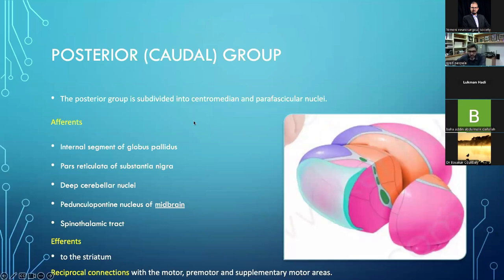And the caudal group has two divisions, the centromedian and the parafascicular nuclei. The afferents to this posterior group will be from the internal segment of the globus pallidus, pars reticulata of substantia nigra, deep cerebellar nuclei, and the pedunculopontine nucleus of the midbrain and the spinothalamic tract. And efferents will be to the striatum. The reciprocal connections will be there with the motor, premotor, and the supplementary motor areas of the brain.